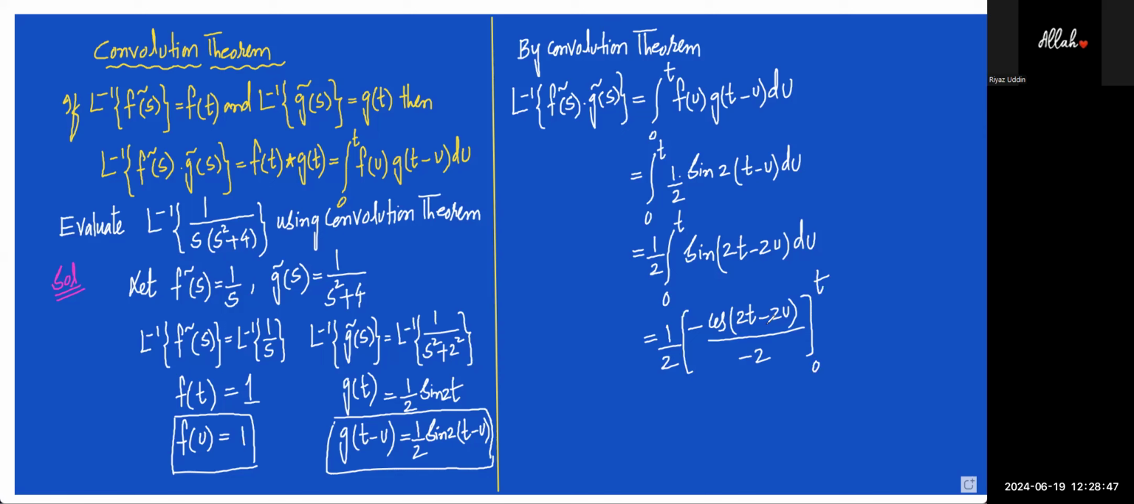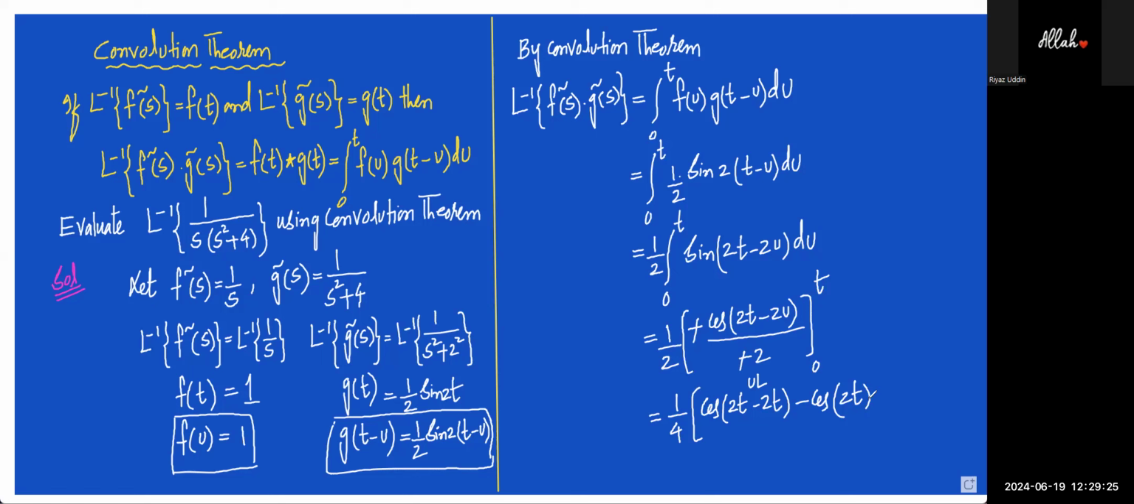I hope you understand this step, because we are integrating with respect to u, the coefficient is minus 2. This minus sign cancels. 2 will be taken out, it's 1 by 4. Then applying the upper limit, in place of u we put t: cos of 2t minus 2t. The upper limit minus the lower limit, cos of 2t. In place of t we have t only, and the u value is 0.